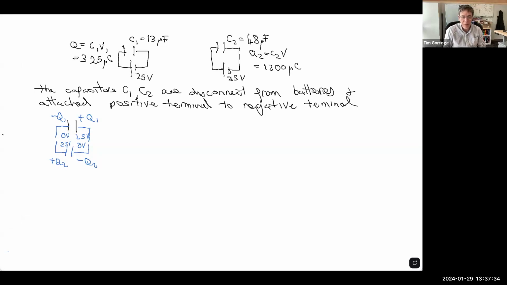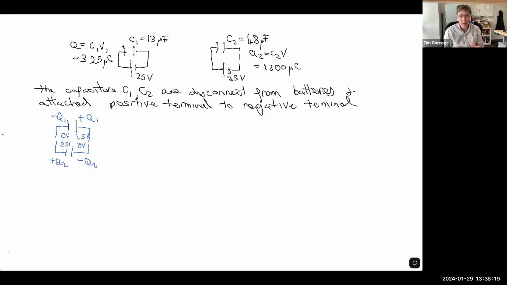Then we're told an interesting thing. We're told that we're going to disconnect the two capacitors from the battery. And then we're actually going to connect the two capacitors together, meaning a terminal of one capacitor connected to a terminal of the other capacitor, and then the two remaining terminals of the two capacitors connected together. So we're going to reconnect them in a particular way. We're going to reconnect them such that the positive terminal, the one storing positive charge of one capacitor, is connected to the negative terminal storing negative charge of the other capacitor, and vice versa.